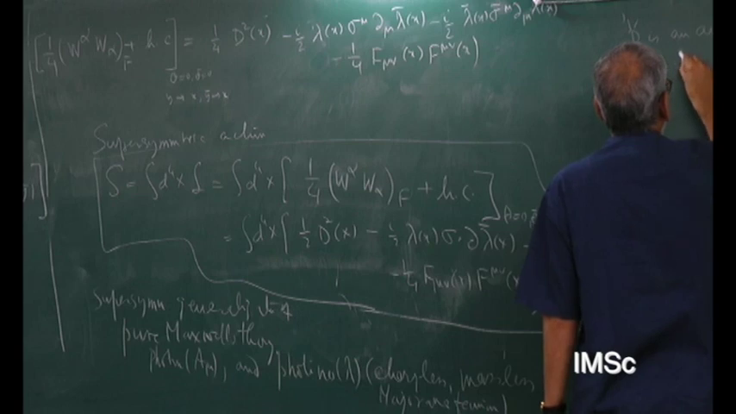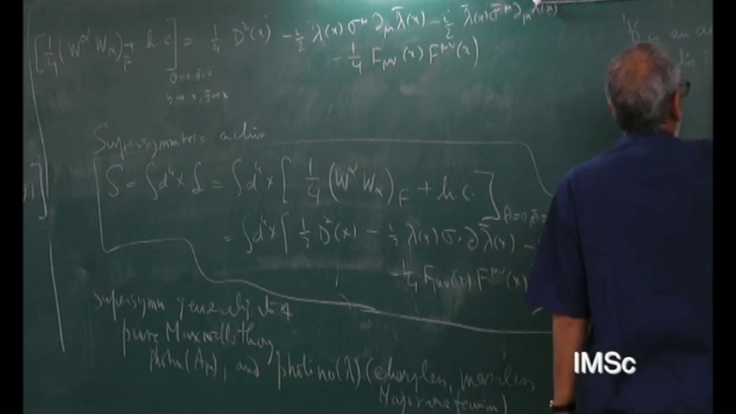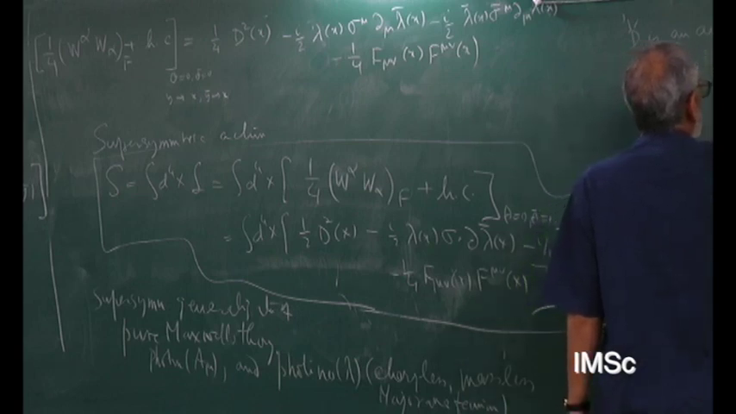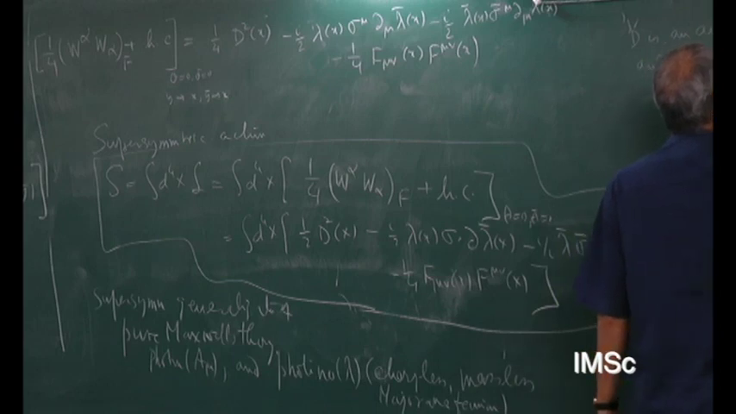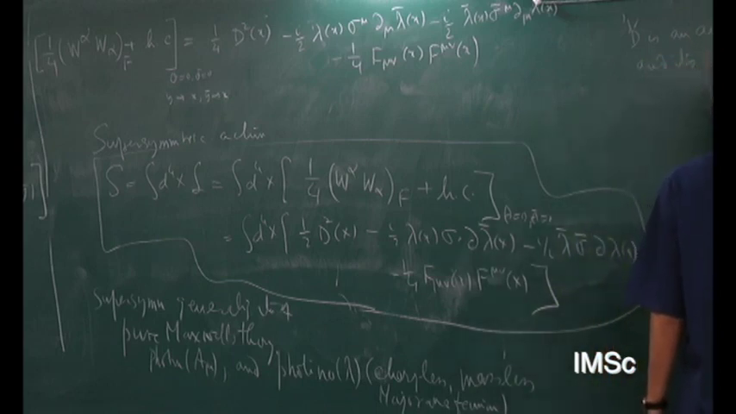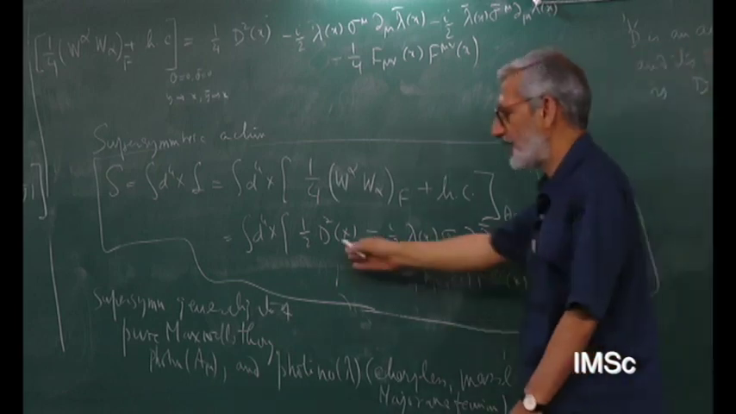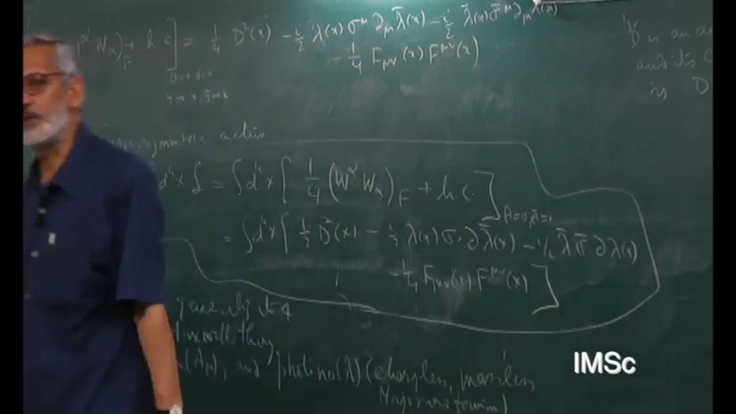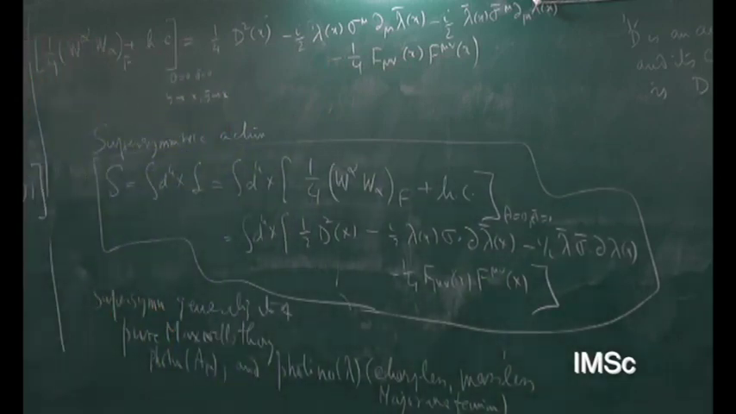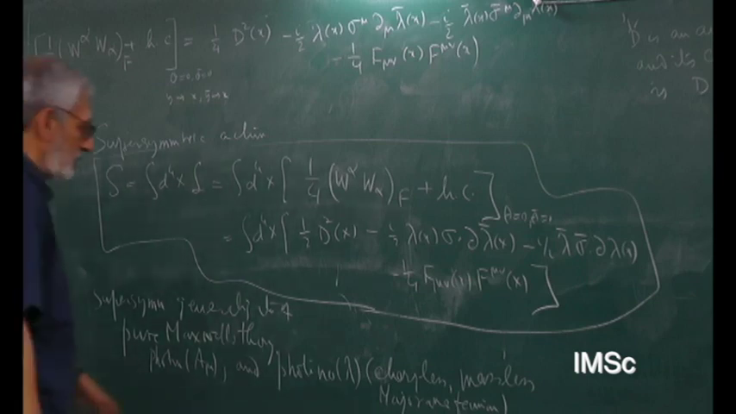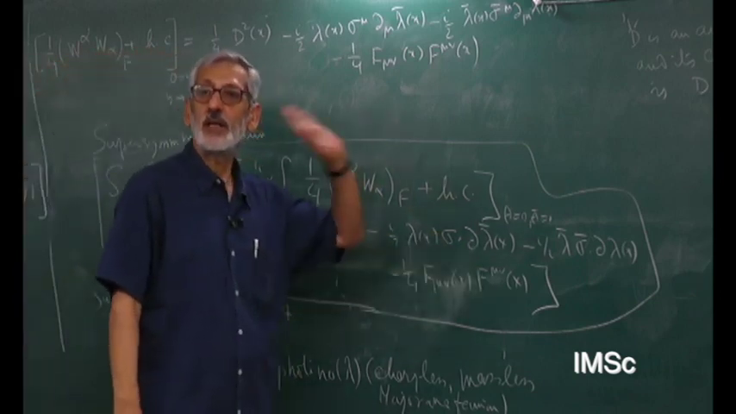and its constraint equation in this theory is simply D equal to 0. Because if I vary this object, then it will be equal to 0. So I can just drop it away. So the rest of it is my supersymmetric Maxwell's theory.